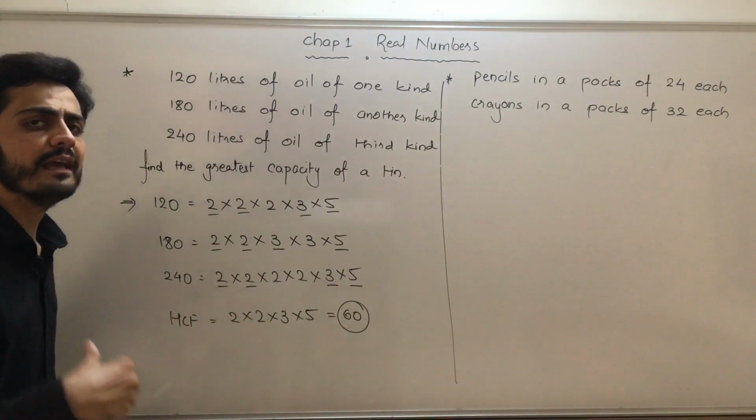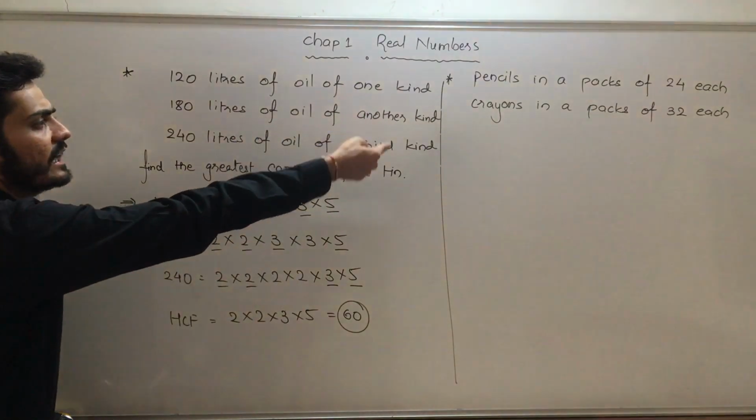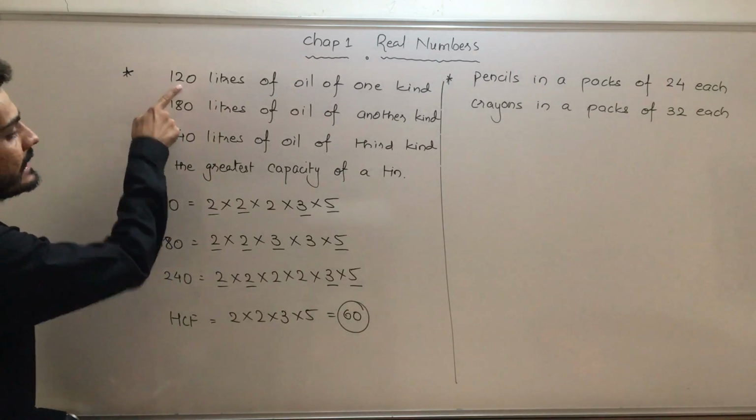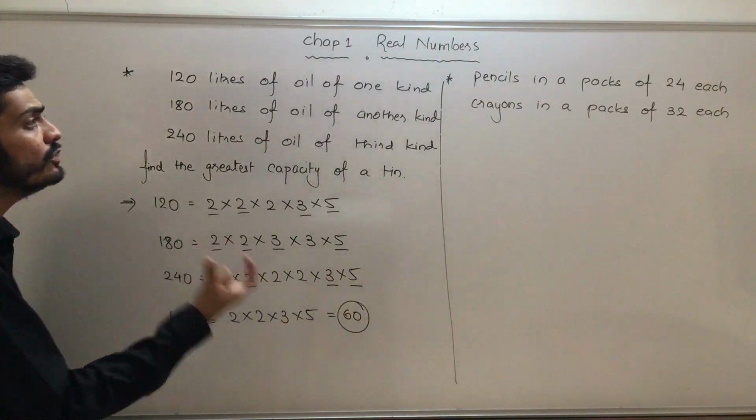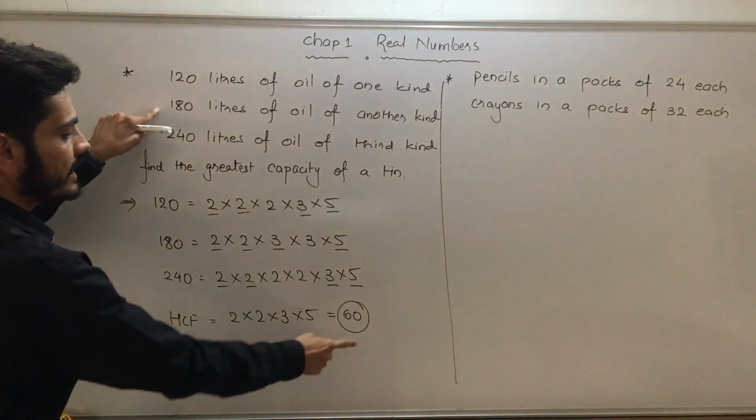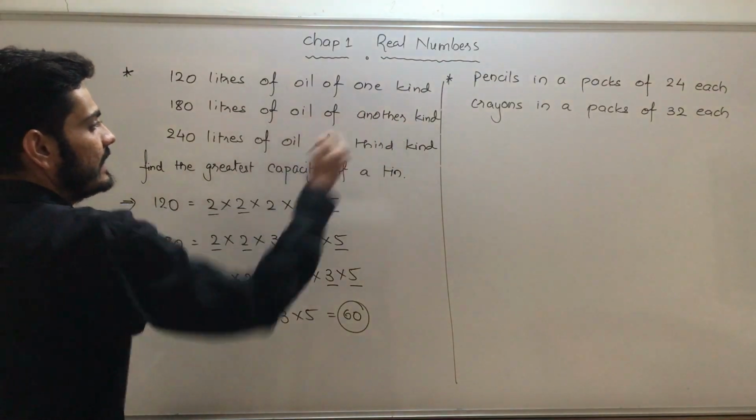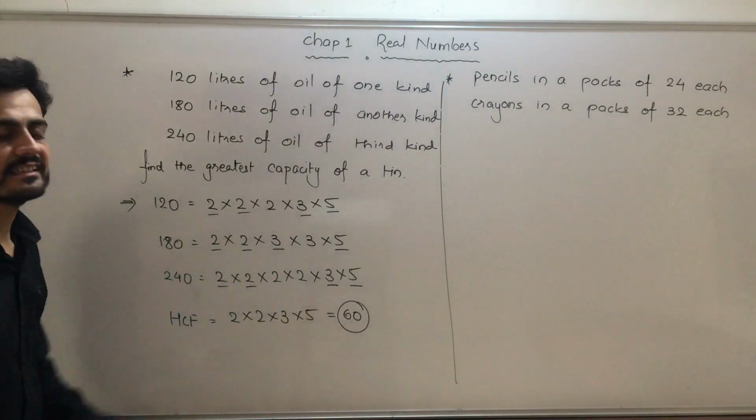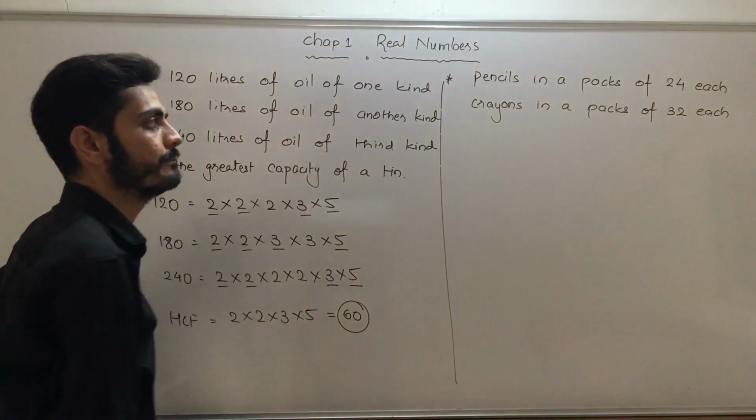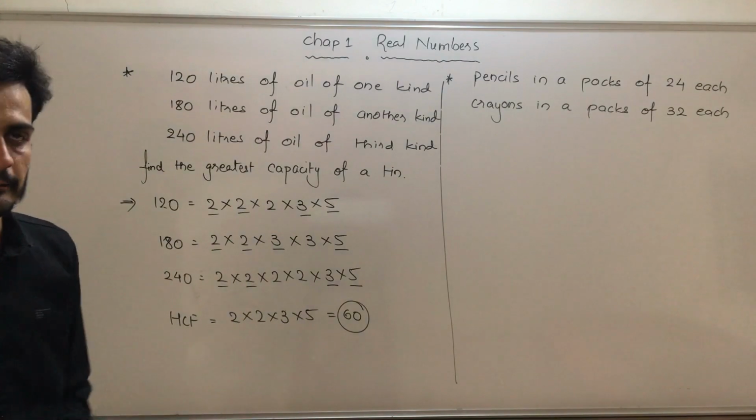The question can be extended like this: how many tins of one kind, another kind, or a third kind of oil can be filled? So divide 120 by 60, then 2 can be filled of one kind. 180 divided by 60, then 3 can be filled with the other kind, and 240 divided by 60, that is 4, can be filled with the third kind of oil, right? So 60 is the greatest capacity of such a tin of equal capacity.